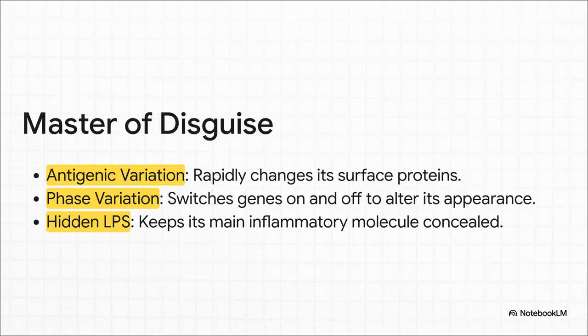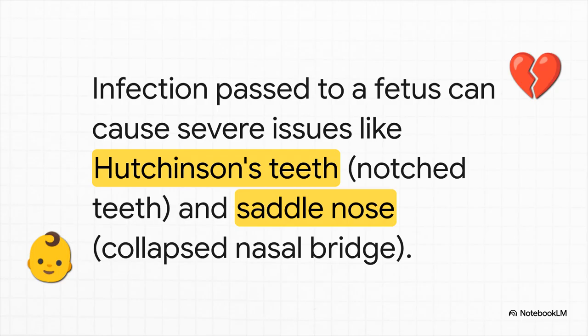body can't see it. Now, because syphilis can cross the placenta, a pregnant person can pass the infection to their baby. This is called congenital syphilis, and the consequences can be just heartbreaking. Babies born with it can suffer from a whole range of severe health problems, including developmental issues and distinctive physical signs like Hutchinson's teeth and saddle nose. In the worst cases, it can be fatal.